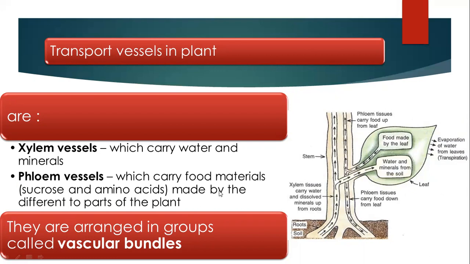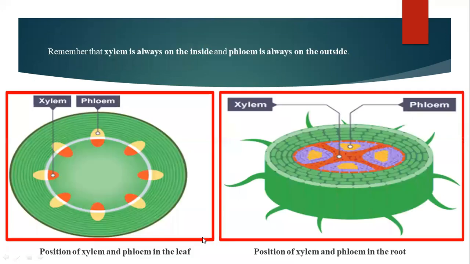So we can understand it like this: xylem is unidirectional, from root to leaf, but phloem has many directions, up and down, because phloem has to supply nutrients to different parts of the plant according to the time of the year and the needs of each part of the plant. They are arranged in groups. We call them a vascular bundle.